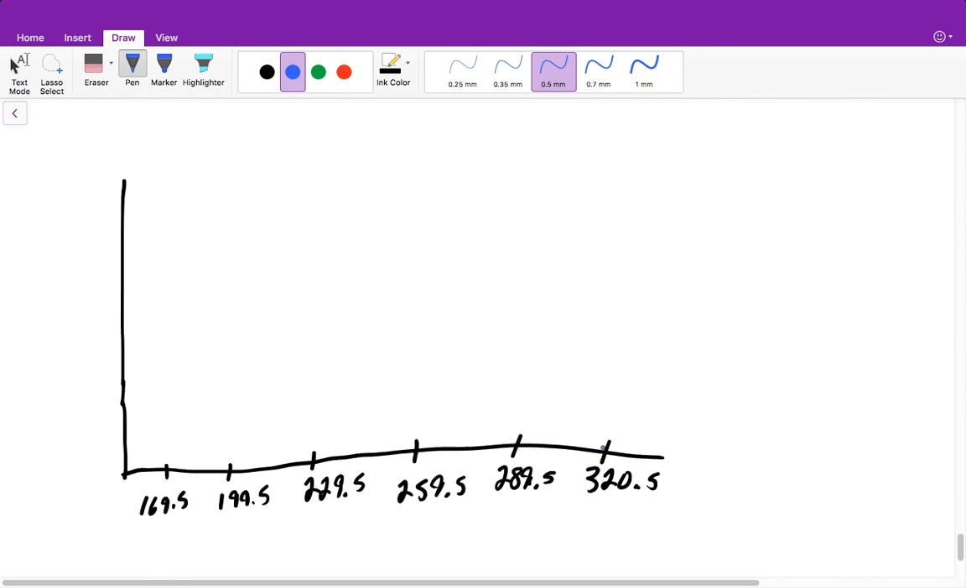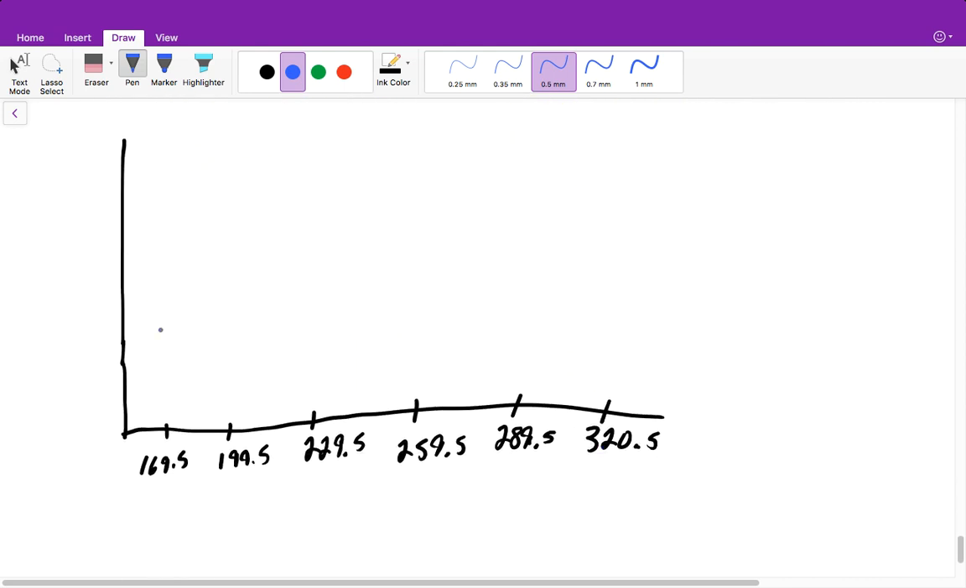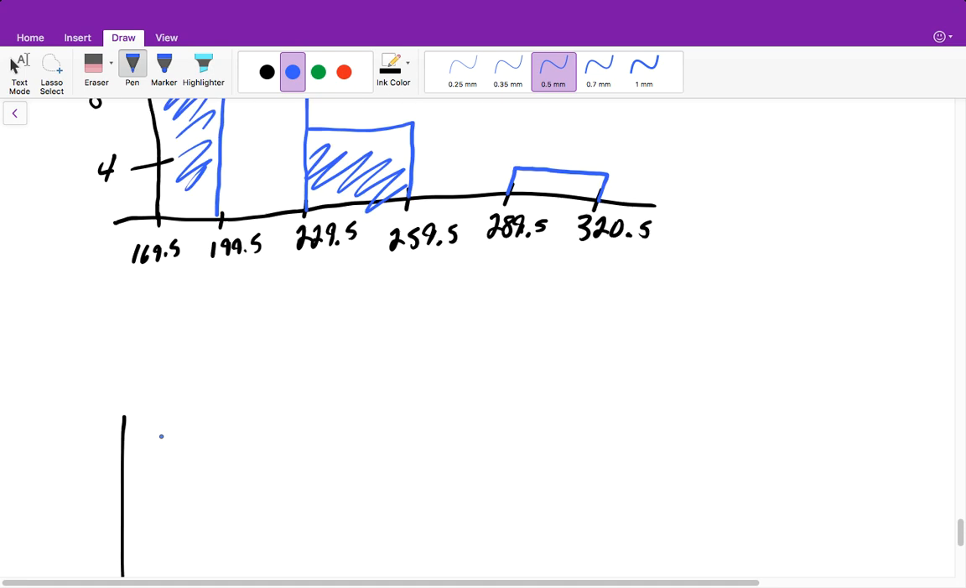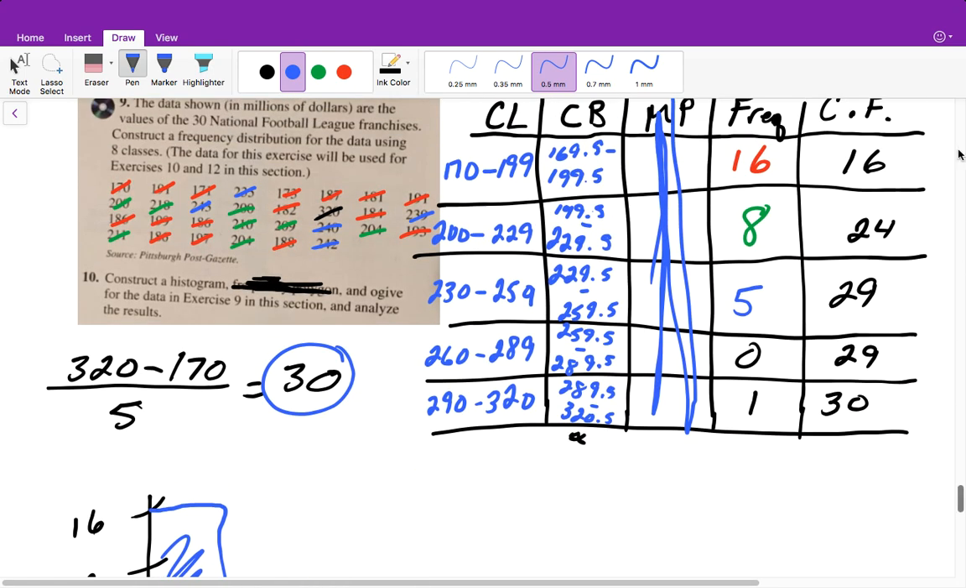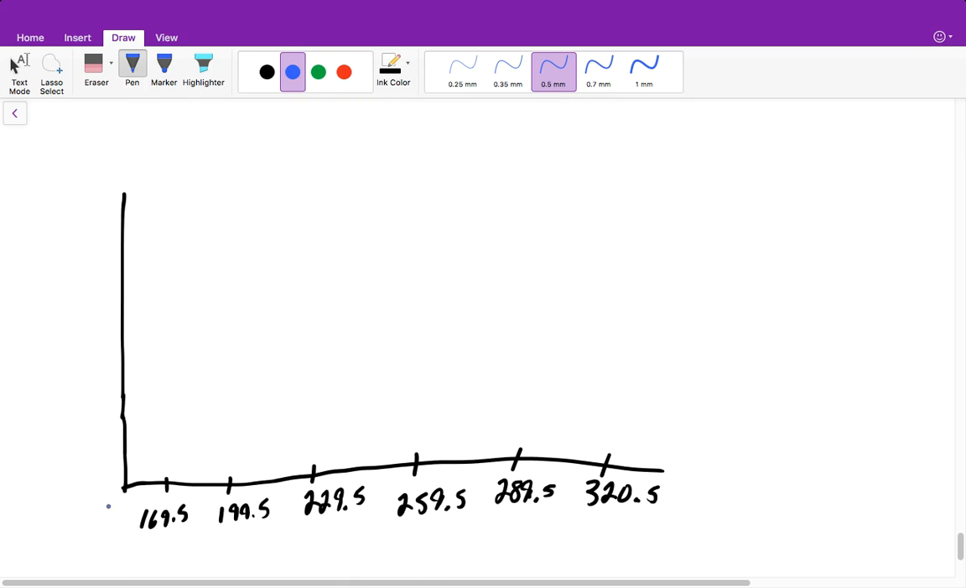For our ogive, it's very similar in that we still use our class boundaries. This time, though, we don't have to have our lowest class boundary touch here. As a matter of fact, we probably shouldn't. But now our y-axis is our cumulative frequency, so we need to go up to 30. I'm going to count this a little bit smaller. I'll probably still count in fours: 4, 8, 12, 16, 20, 24, 28, and 32, just because I figured it was a good number to work with.